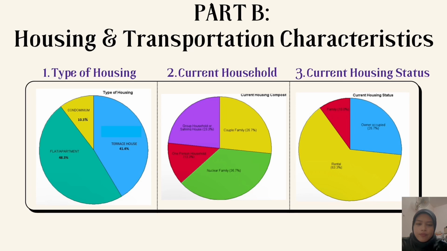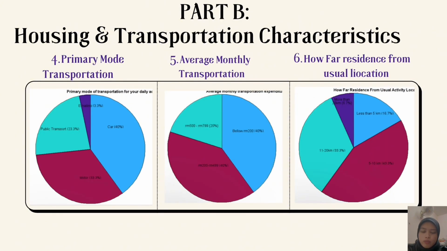For housing status, 63.3% of respondents were renters, 26.7% were owner-occupied, and 10% live with family. This clearly indicates that home ownership remains difficult to achieve due to affordability constraints. Regarding primary mode of transportation, 40% use cars, 33.3% use motorcycles, 23.3% use public transportation, and 3.3% rely on e-hailing service. High reliance on private vehicles suggests higher transportation expenditure.